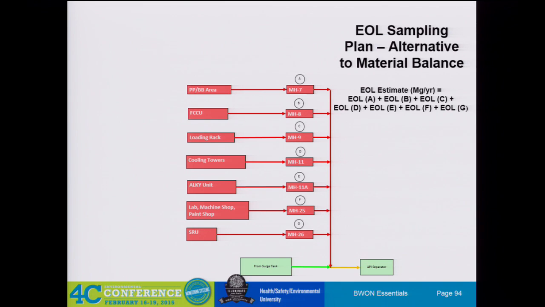And then your EOL looks like that. Much more complicated, but still going to give you the right result. Okay? Questions on EOL?